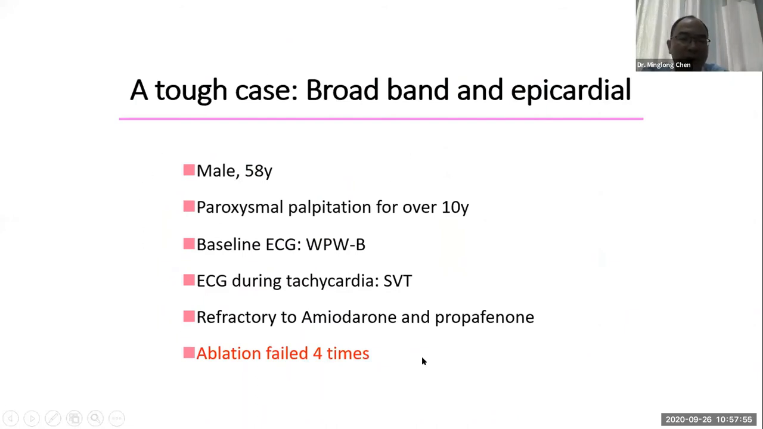But sometimes this approach does not achieve successful ablation, because we also had some broadband cases. This is a very broadband epicardial extra pathway. The patient was 58 years old with paroxysmal palpitation for 10 years, baseline WPW, and narrow QRS tachycardia during tachycardia, refractory to amiodarone and propafenone. You can see the ablation had failed four times before referral to our hospital.